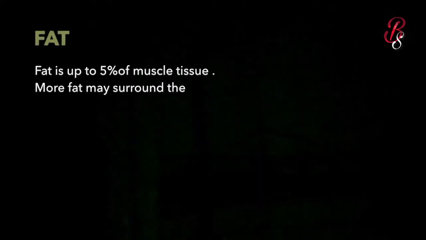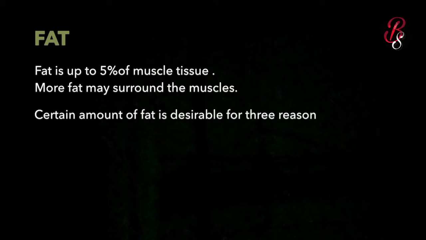Here we have fat. Fat is up to 5% of muscle tissue. More fat may surround the muscle. A certain amount of fat is desirable for three reasons. There are three reasons that we require fat. Otherwise, we can't get those three important terms.